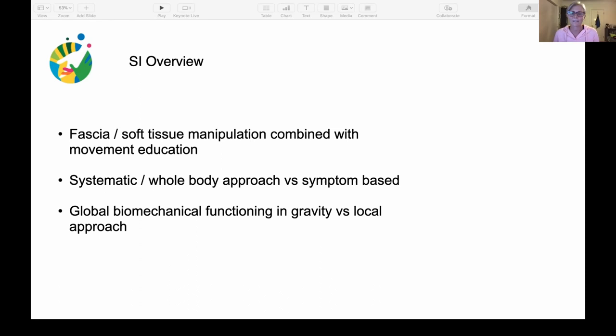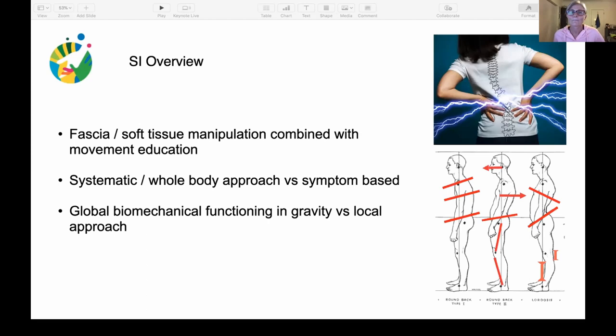And of course, the classic example we could give was back pain. You have three people come into your clinic, as you well know, and their back pain may come from any number of things going on for them. So our whole body, whole person approach is quite different.